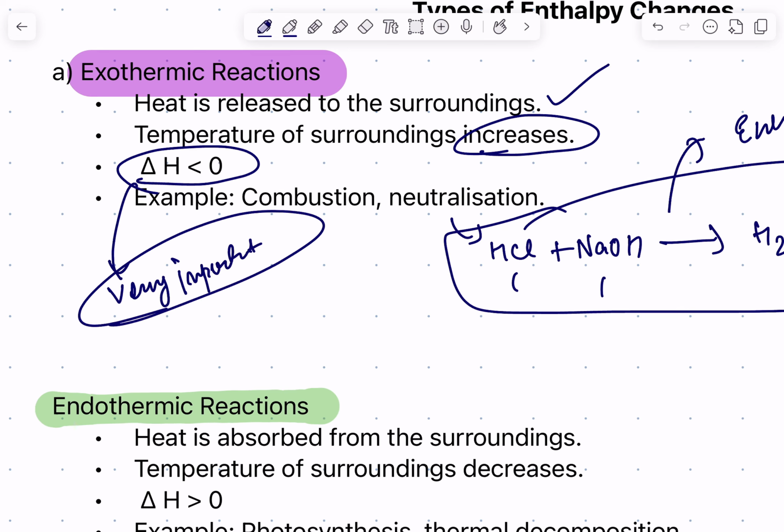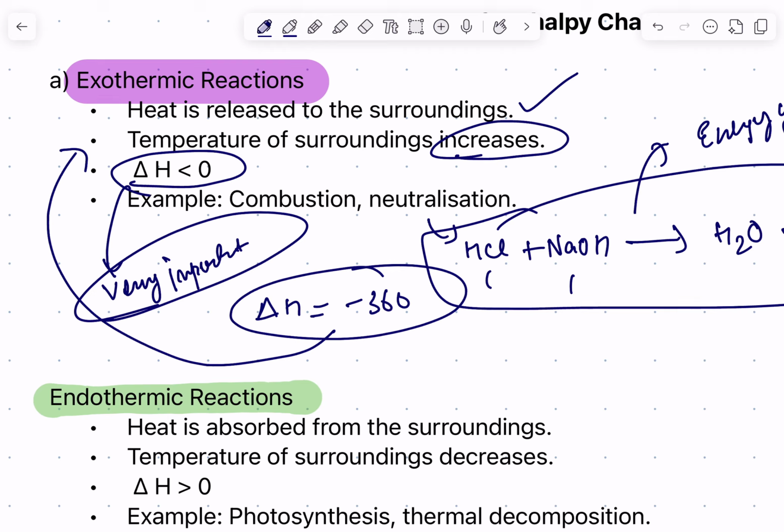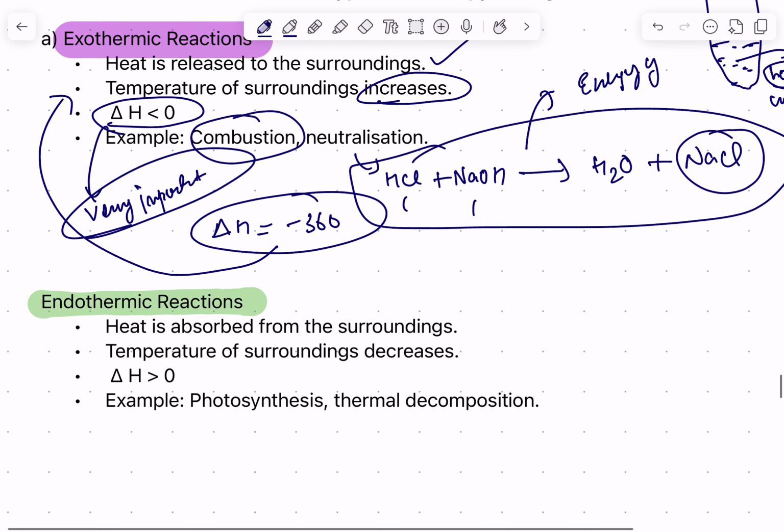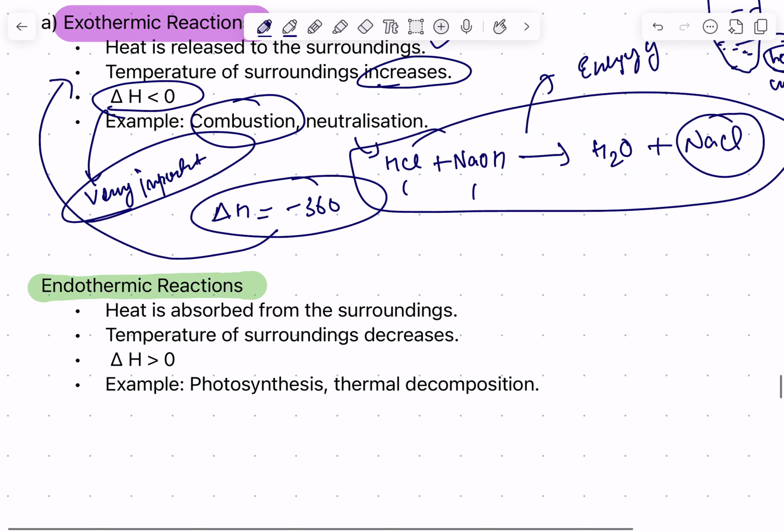The main motive to study this is to understand the value of delta H. In questions, if they give you delta H as minus 360 or something like that, simply say that the reaction is exothermic. The best examples are combustion, which means reacting something and burning it in the presence of oxygen, and neutralization. These are among the best examples of exothermic reactions.